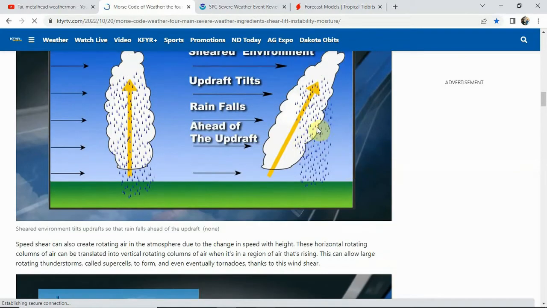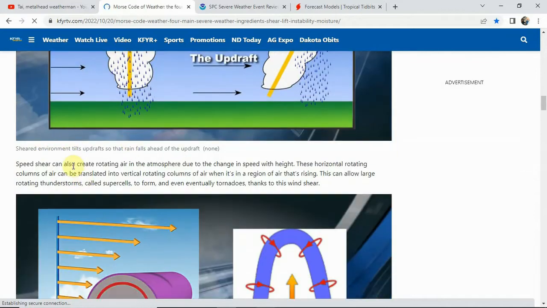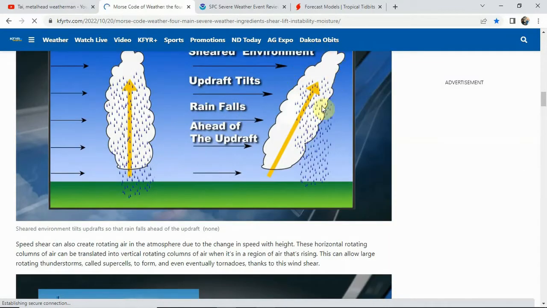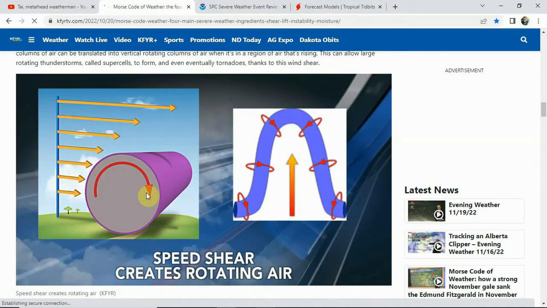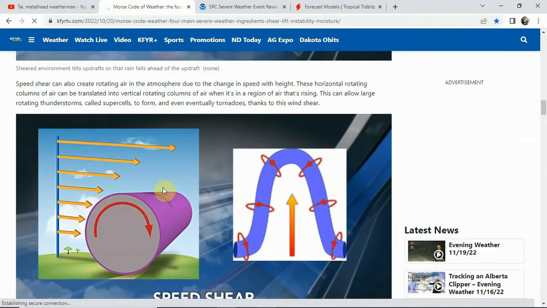So it's always a battle between the inflow and outflow of the storm, warm and cold air. And that's really the key to everything. So that's part of why speed shear is important. Here's another reason why. Speed shear can create rotating air columns. Most of the time these are horizontal air columns, which is important because that's usually the first step that we need to be looking for in an environment that is capable of producing tornadoes with severe thunderstorms.